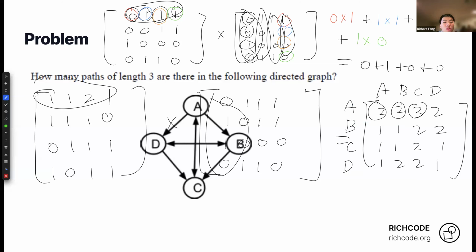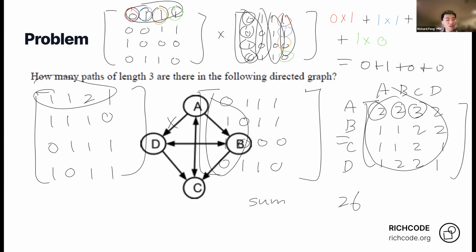So if we want to calculate the total number of paths of length 3 throughout this entire graph for any starting node and any ending node, we can simply add everything up. And the sum of that is going to give us 26. So the answer is 26. So this type of problem definitely takes more time on the ACSL, and with some more practice, you should be able to do it as well.